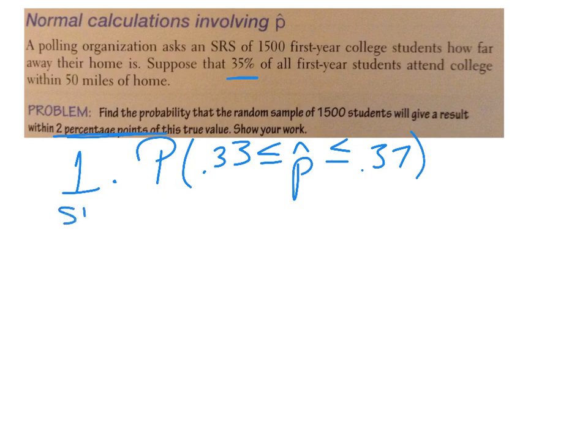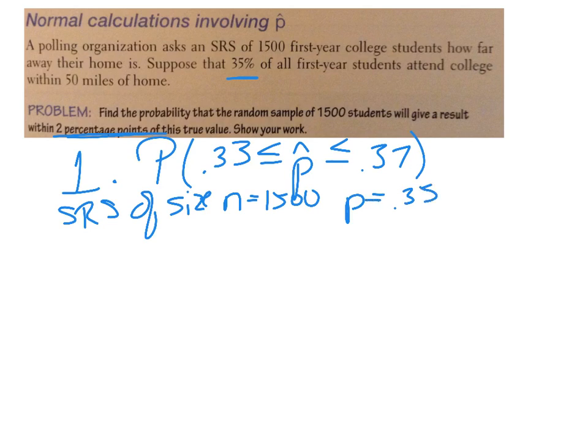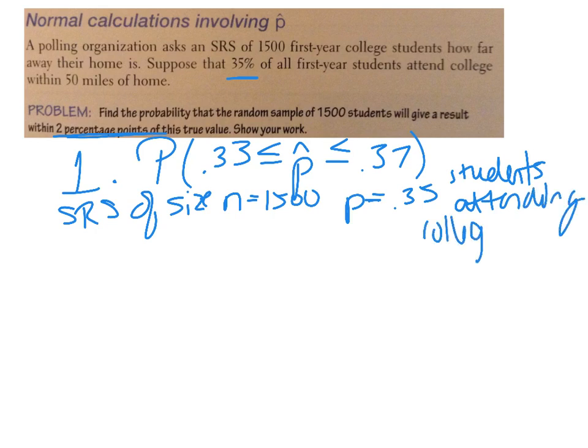Other information that I know here is that I've got an SRS of size n equals 1,500. And I know that the proportion for this is 0.35, and that is students. Remember, they love context, right? So students attending college within 50 miles.